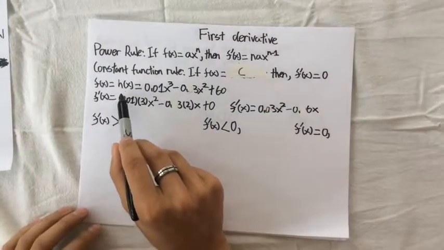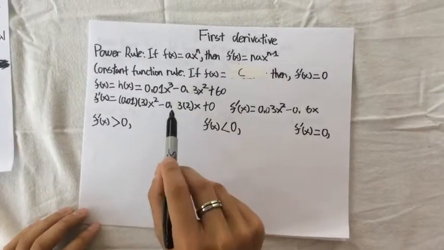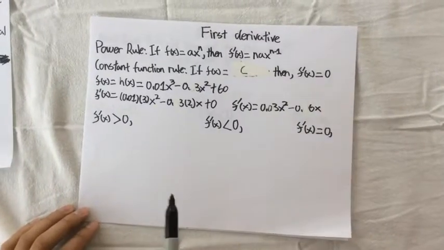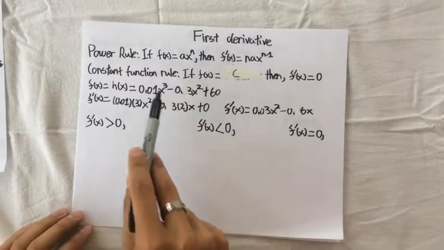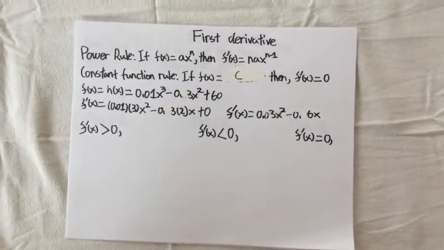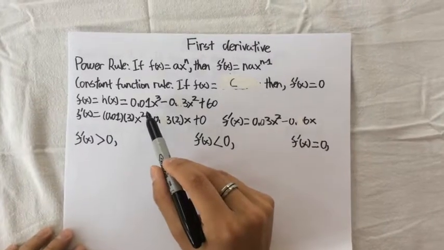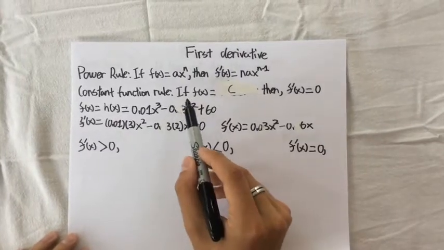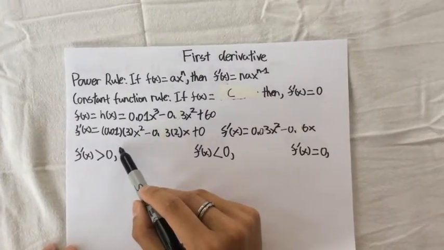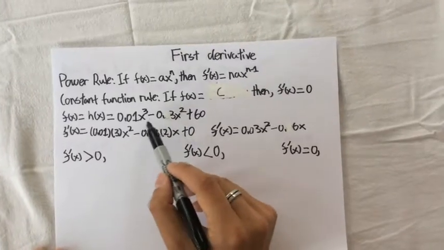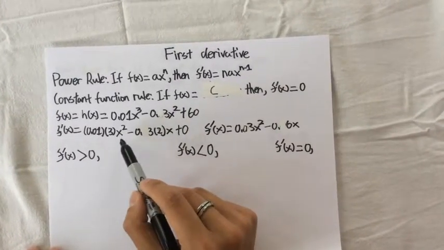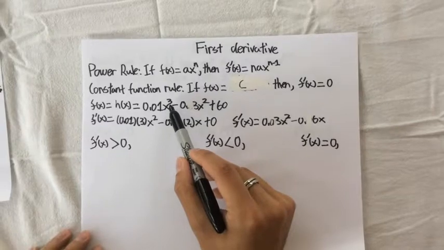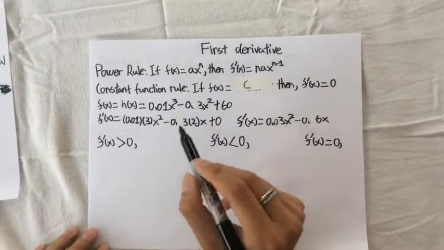So right here, we have h of x equals 0.01 x cubed minus 0.3 x squared plus 60. To take the derivative of each term, we have to apply the power rule and the constant function rule. If we look at the first term, the leading coefficient is 0.01 and the power is 3. According to the power rule, we multiply the leading coefficient by the degree. So in this case, we're multiplying 0.01 by 3. And then the degree of the variable will be 1 degree lower, so 3 minus 1, which is squared.